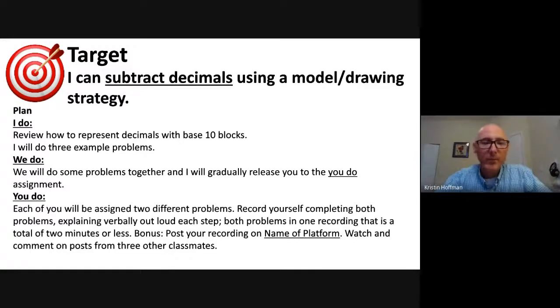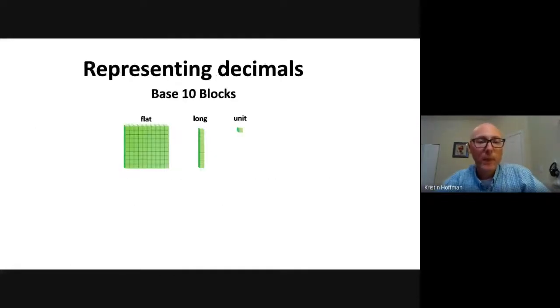The you do assignment, your independent work, each of you will be assigned 2 different problems. You will record yourself completing both problems, explaining verbally out loud each step. Both problems in one recording, that is a total of 2 minutes or less. Bonus, post your recording on New Row and watch and comment on posts from 3 other classmates.